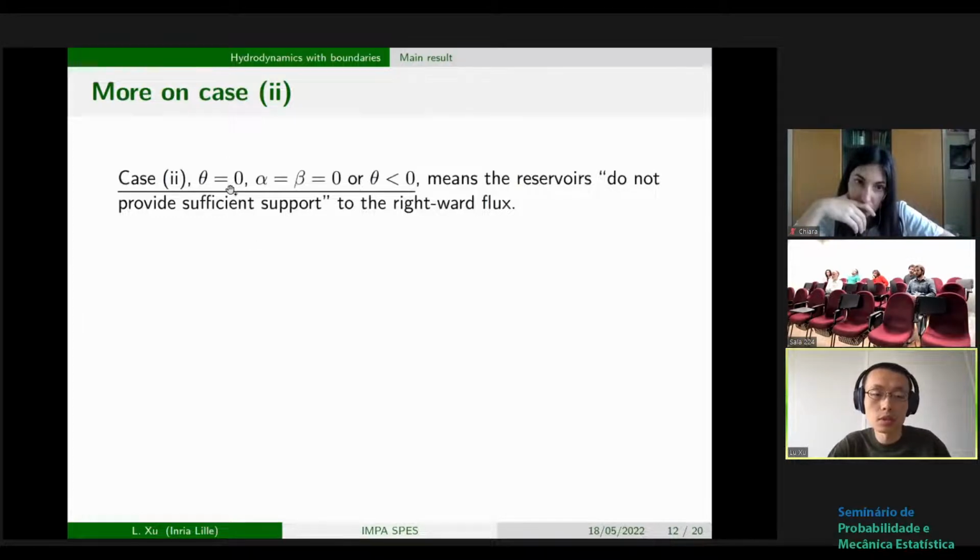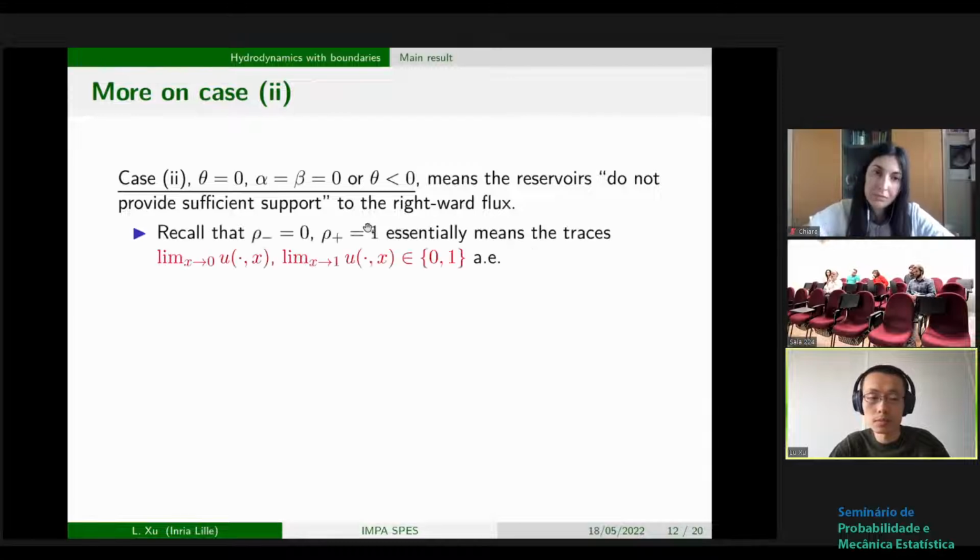In this case, if theta is 0, alpha equals beta equals 0, or theta is negative, this means that the reservoirs do not provide sufficient support to the rightward flux. As I said, if alpha equals beta equals 0, the particle cannot come in from the left and cannot come out on the right. So this is against the rightward flux. And when theta is negative, very few particles can come in from the left, and very few can come out, so it still goes against the flux.